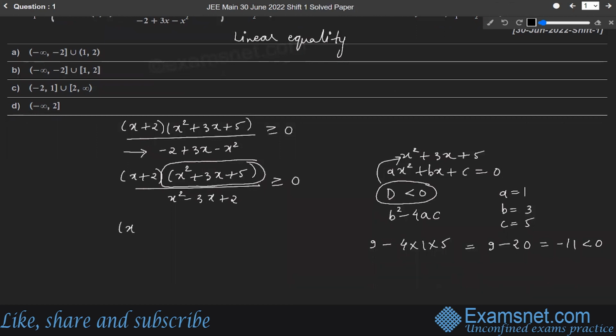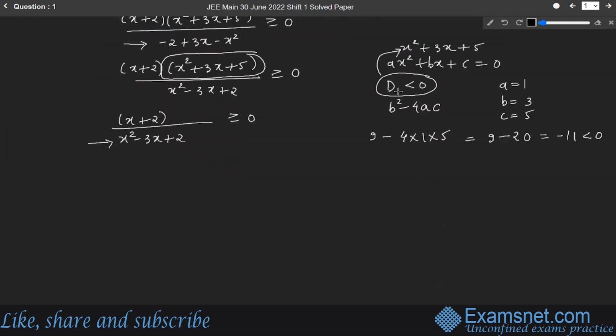So the remaining terms will be x plus 2 divided by x square minus 3x plus 2, greater than or equal to 0. Now you can see that in the denominator we have x square minus 3x plus 2, so we can find the factors for this. What is the expression? x square minus 3x plus 2.